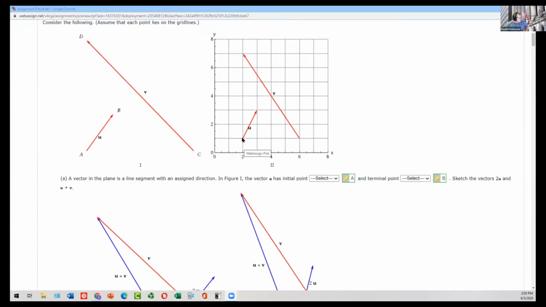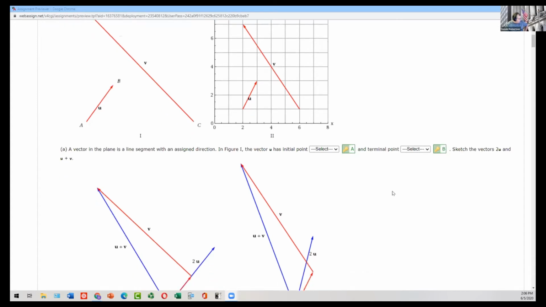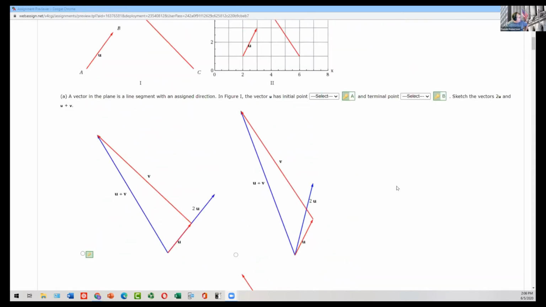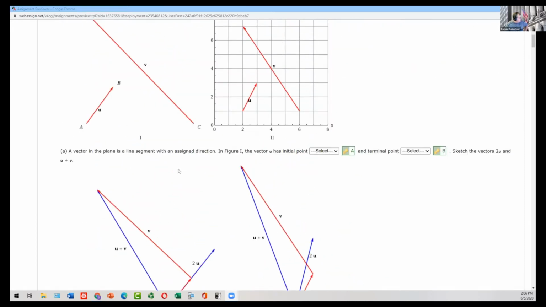So here's the vector U, and it has an initial point A. You see A, it starts there, and it finishes at B. The arrow tells you the direction that you're going: you start at the tail of the arrow and you finish at the head. So it starts at A and it finishes at B. So that's that bit. Now, here are some pictures of what might be the combination of U plus V.